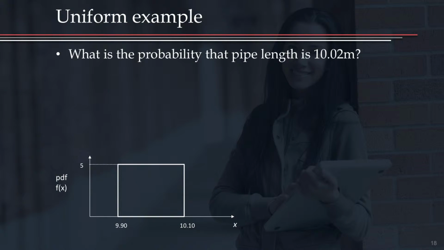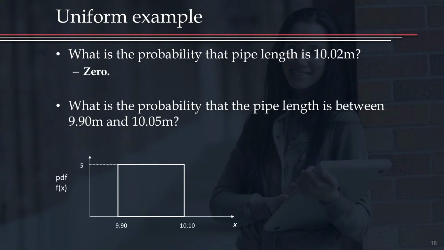Now you can ask a couple of questions here. So the first question could be, what's the probability that the pipe length is, say, 10.02 meters? Hopefully you said 0. Remember, for a continuous random variable, any single value has a probability of 0. But what if I'd like to know the probability that the pipe length is now in a range, specifically between 9.9 meters and 10.05 meters?